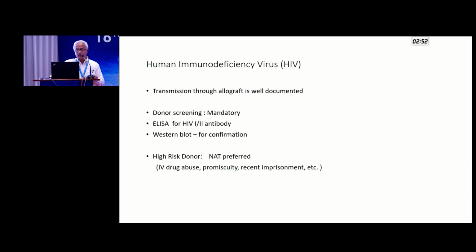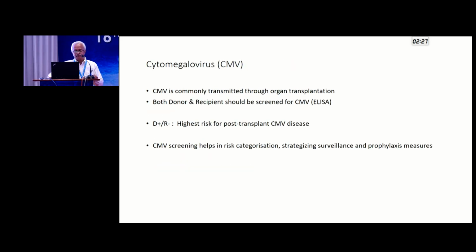Alternate is albendazole. HIV, nothing new about it, and we all know it is mandatory that both the donor and recipient have to be screened, and the transmission can happen through the allograft. High-risk donor, nucleic acid testing has to be done. Otherwise, for the donor, it's only ELISA. But high-risk donors, please go ahead doing NAT.